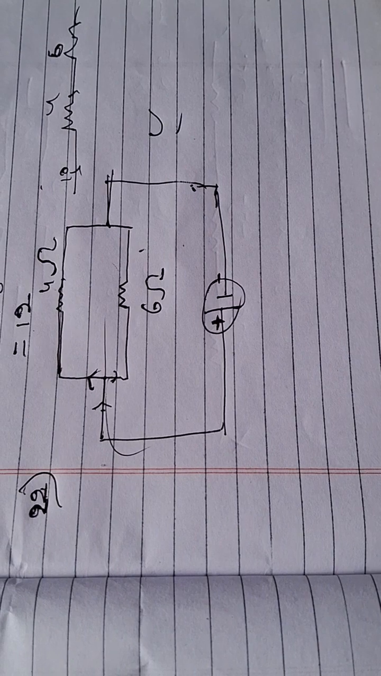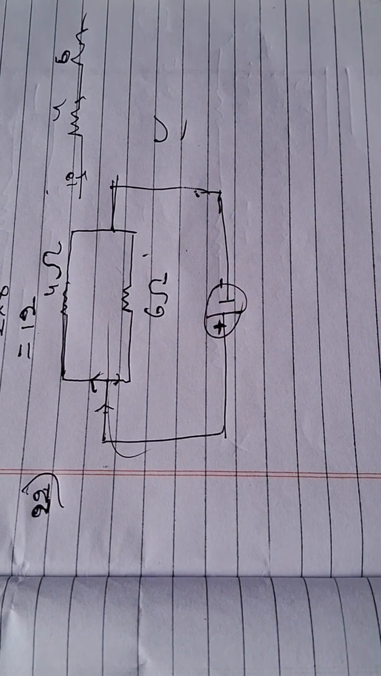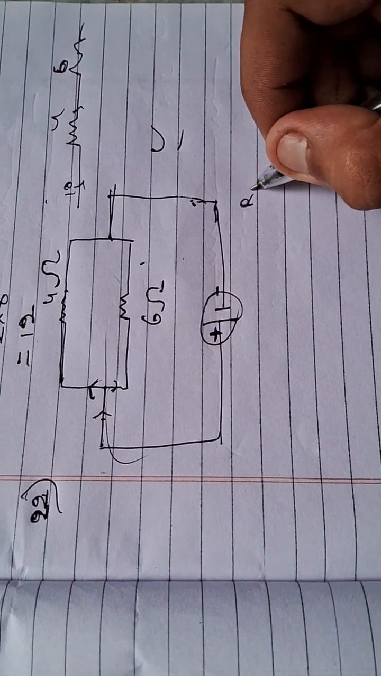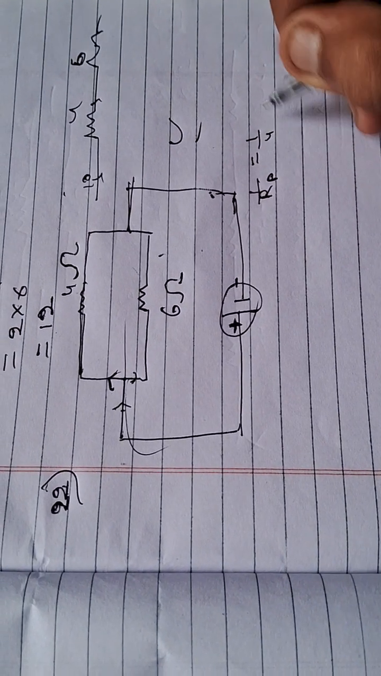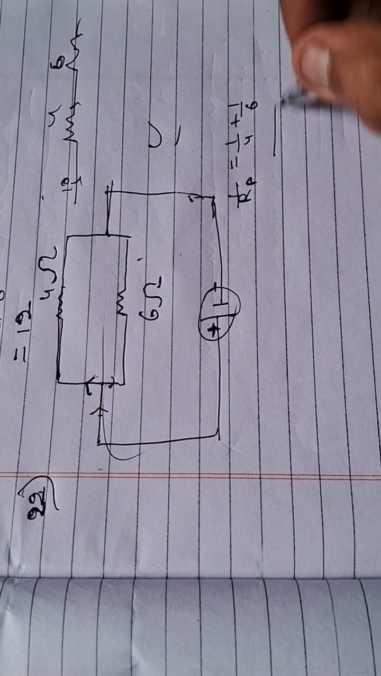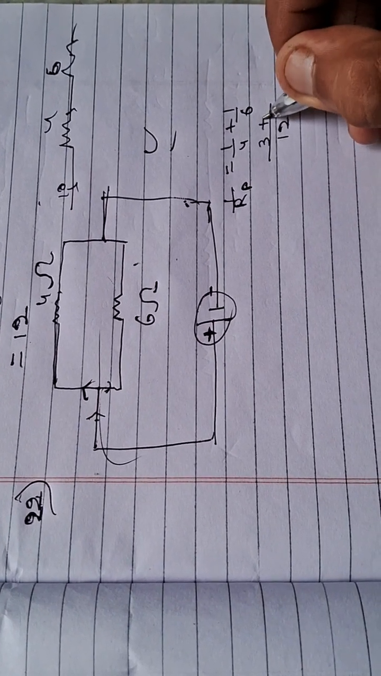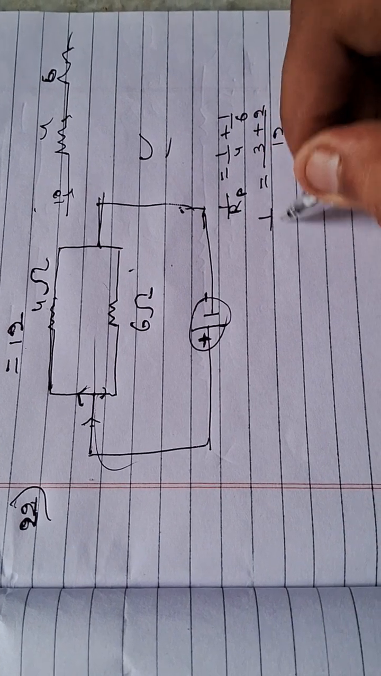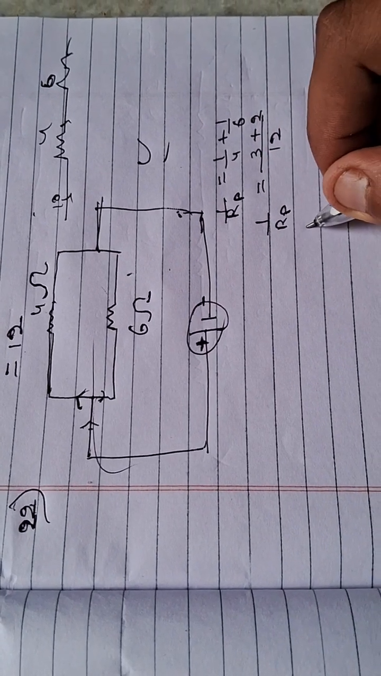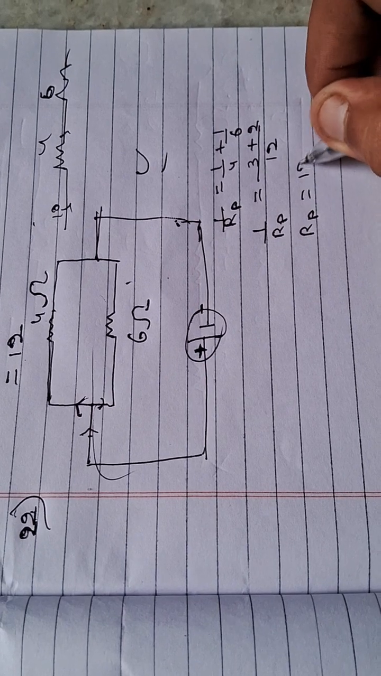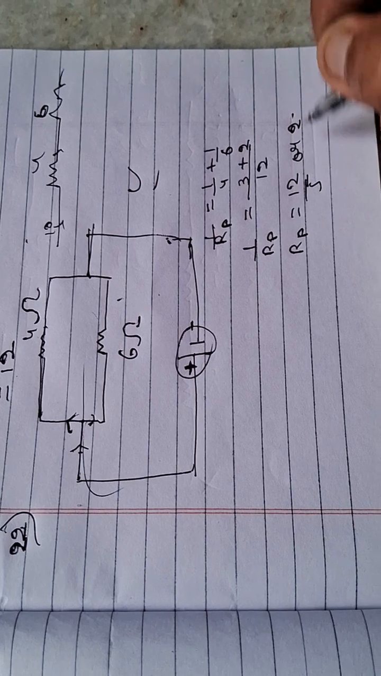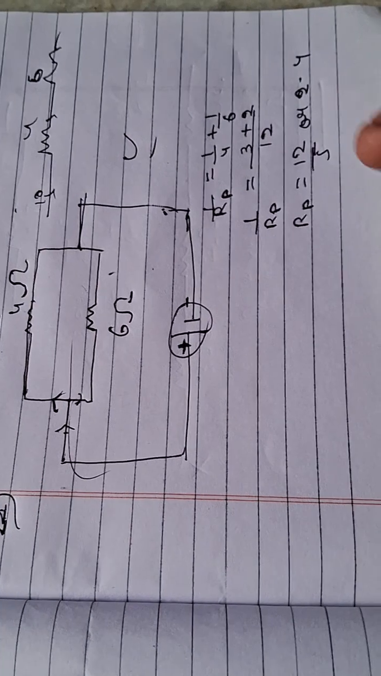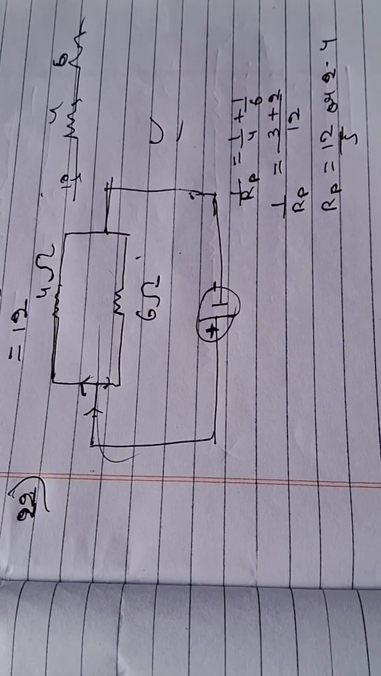Okay, calculate the current. First we want the total resistance to be found. Since it is in parallel, 1 by Rp is equal to 1 by 4 plus 1 by 6. 3 plus 2 is equal to 1 by Rp, so Rp is 12 upon 5, or 2.4. Okay, first part we have done. How much is the Rp? Now calculate the current in each resistor.